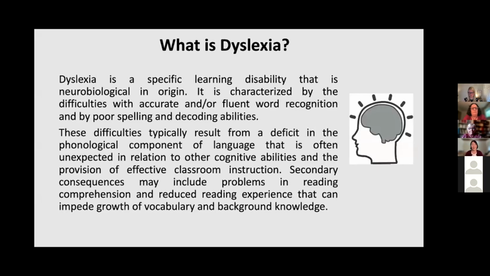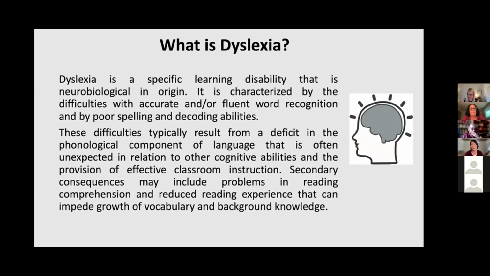So let me talk a little bit about dyslexia. It is one of the most common auditory processing disorders, and it's a specific learning disability that is neurobiological in origin and is characterized by difficulties with accurate and fluent word recognition and by poor spelling and decoding abilities. These difficulties typically result from a deficit in a phonological component of language that is often unexpected in relation to other cognitive abilities and the provision of effective classroom instruction. Secondary consequences may include problems in reading, comprehension, and reduced reading experience that can impede growth of vocabulary and background knowledge.